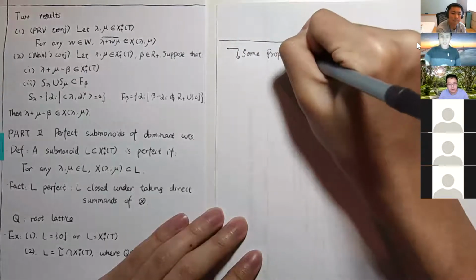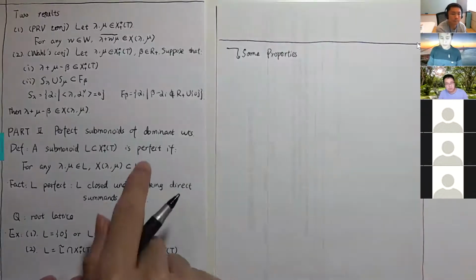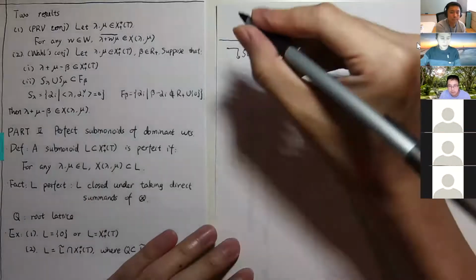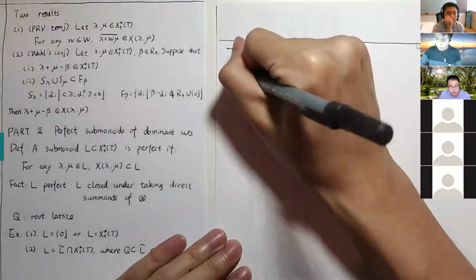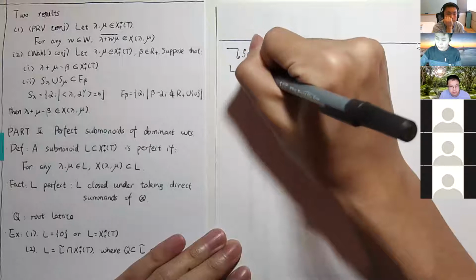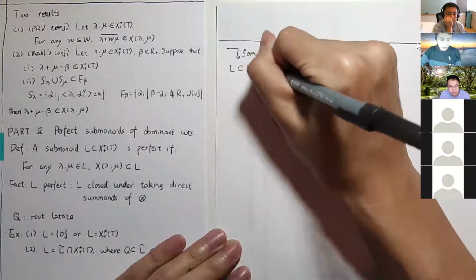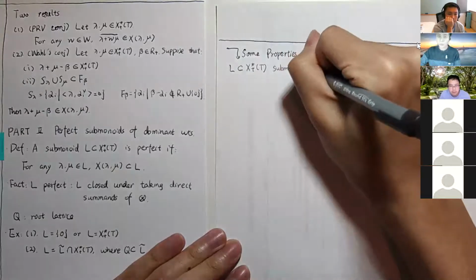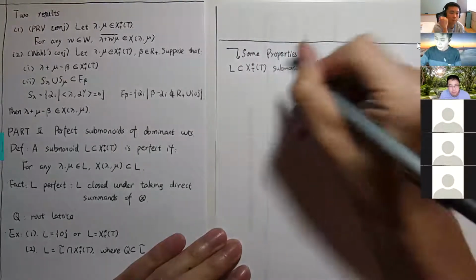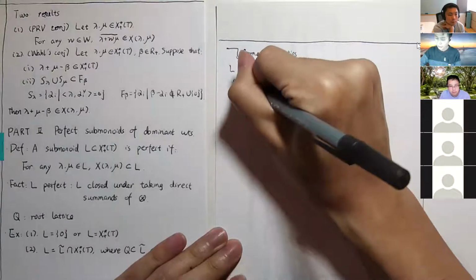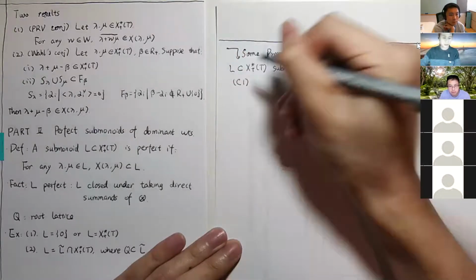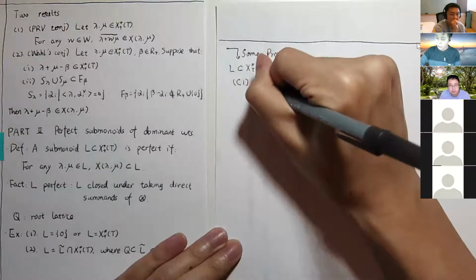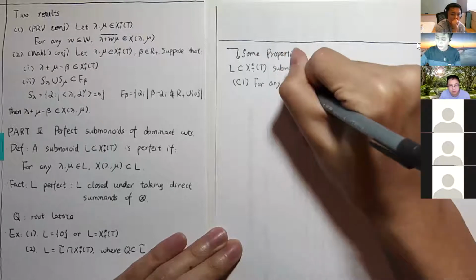As we mentioned, this perfectness is somehow a type of closedness. So let's look at some other types of closedness. Here, let X be a submonoid of dominant weights, but not necessarily perfect. We don't require it to be perfect, and we look at two other types of closedness. The first type, call it C1: for any dominant weight lambda in L.